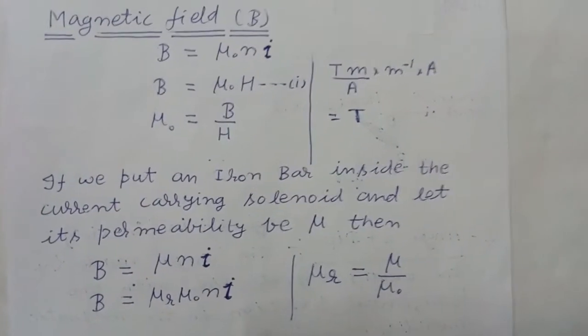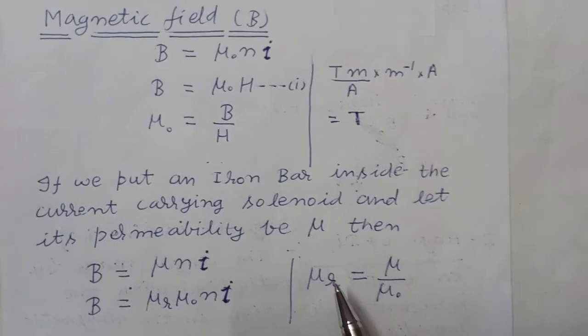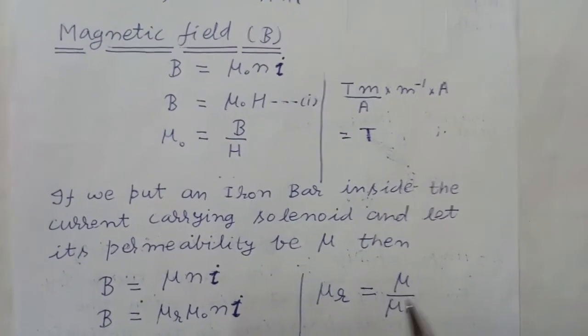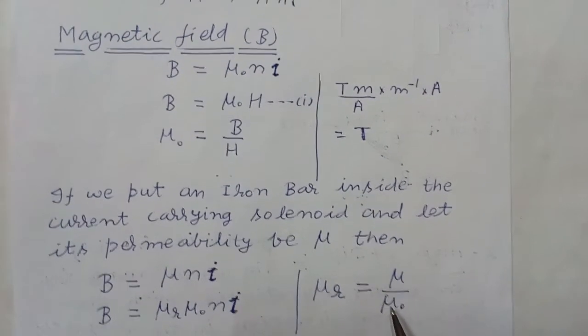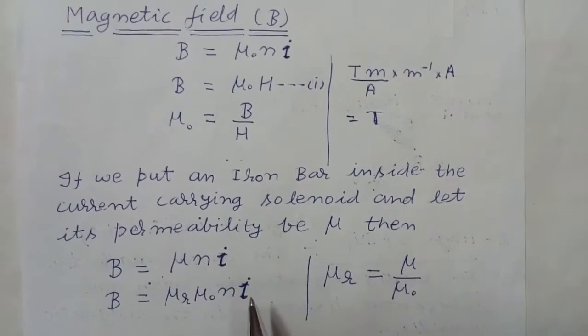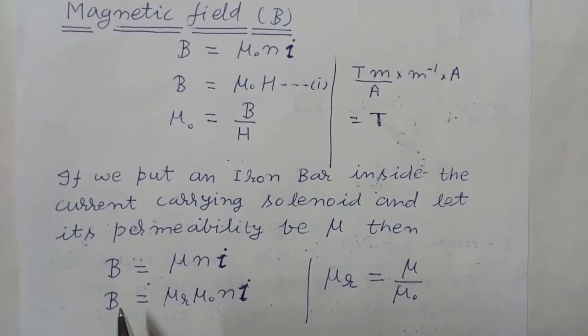Now if the relative permeability of iron is mu R, then mu R is equal to the permeability of iron divided by the permeability of air or free space. So B is equal to mu R mu naught into N into I. Now the unit of B is Tesla.